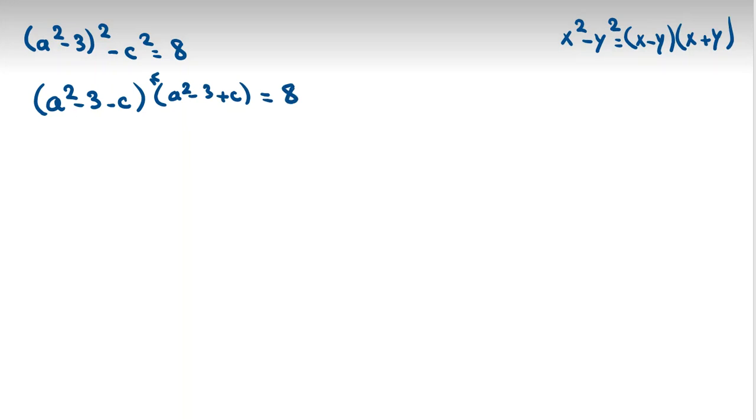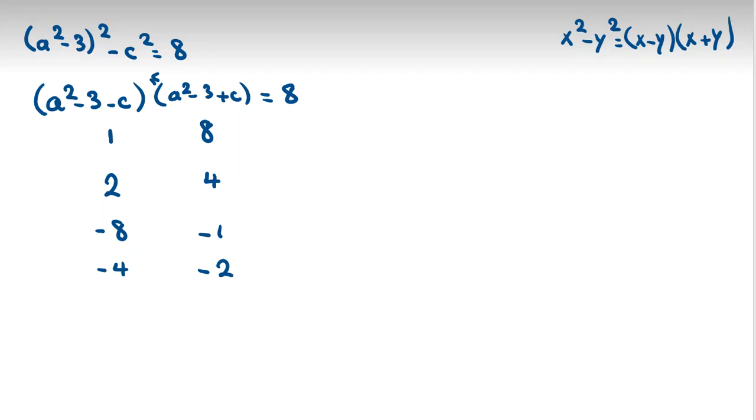So, if you want to check, let's write all the cases we will see. The factor pairs can be 8 and 1, or 4 and 2, or negative 8 and negative 1, or negative 4 and negative 2. We have these 4 cases.